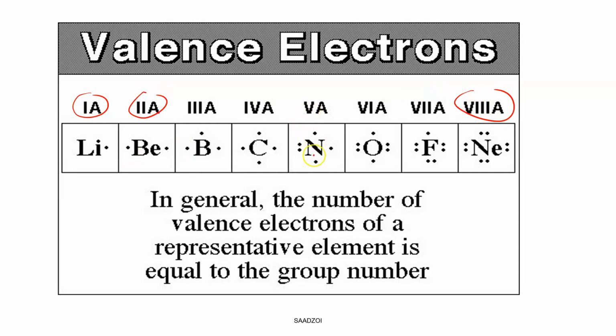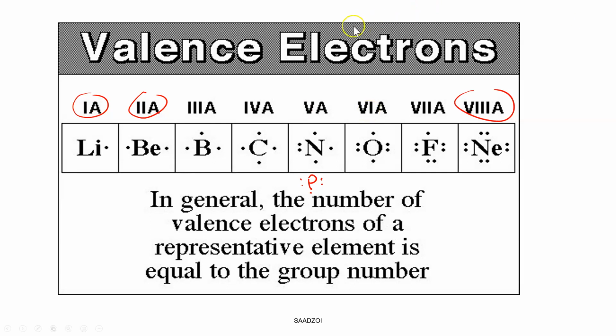For example, group 5A, which is nitrogen, has 5 valence electrons. So does phosphorus underneath it. Phosphorus also would have 5 electrons. Oxygen and sulfur, which are both members of group 6A, also have 6 valence electrons. So the group number tells you how many valence electrons you're dealing with.